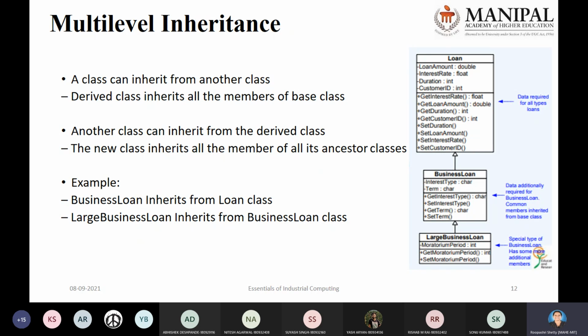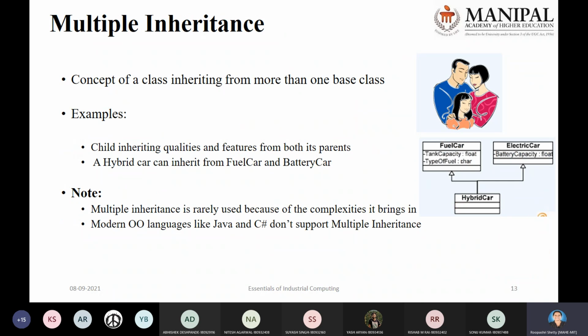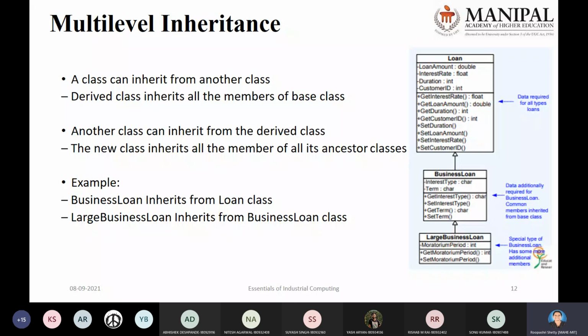So that is a kind of multi-level inheritance, multiple levels of inheritance, not just one base class and one derived class, instead any level of base and derived class hierarchy. So that is about multi-level inheritance. Any doubt here?